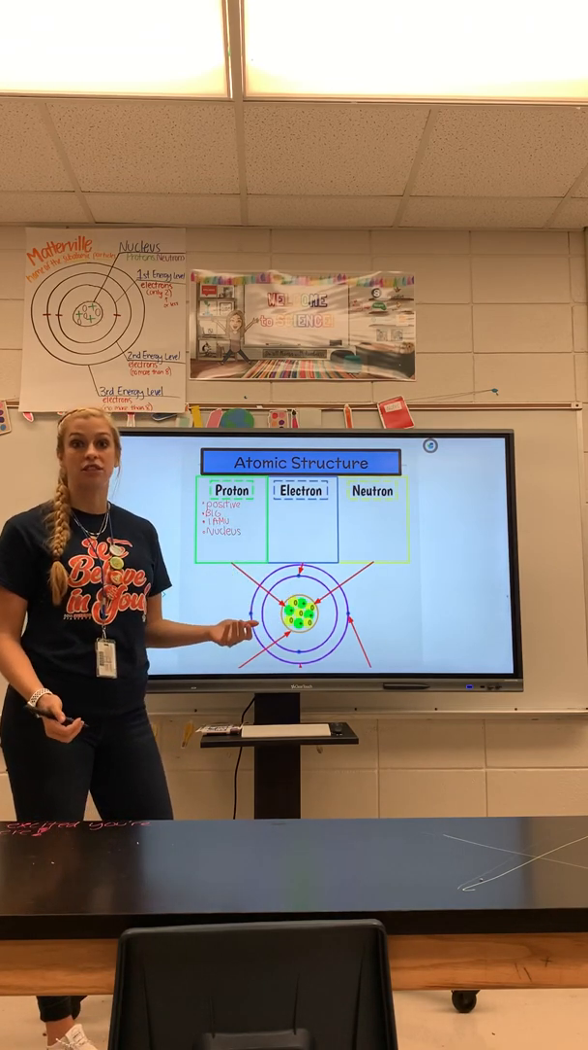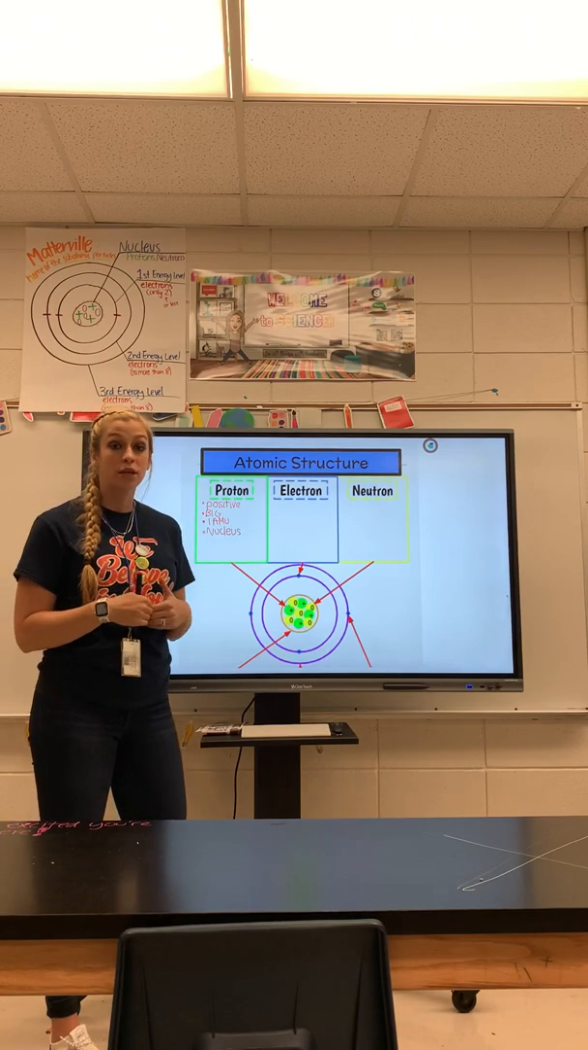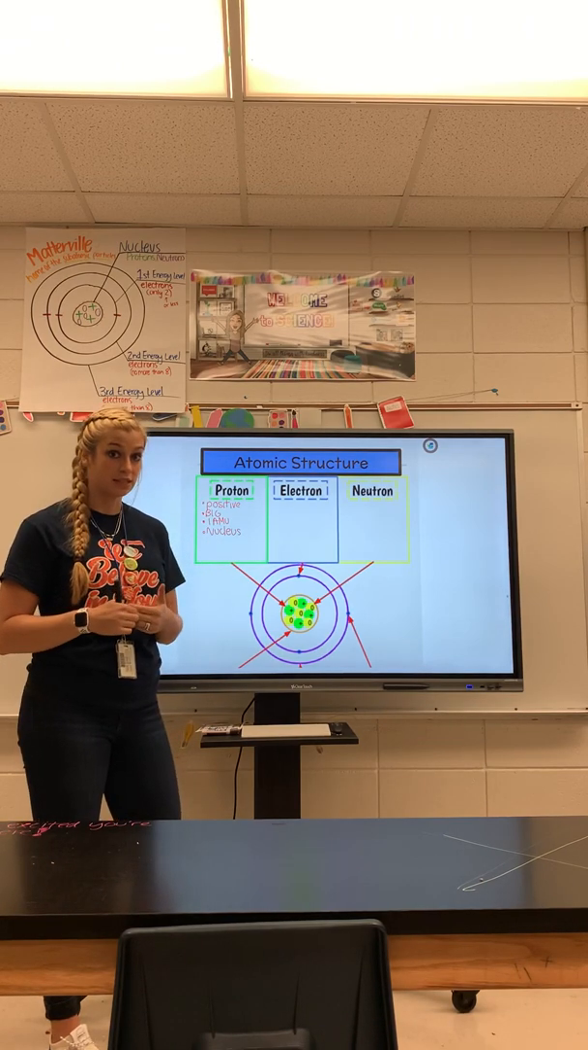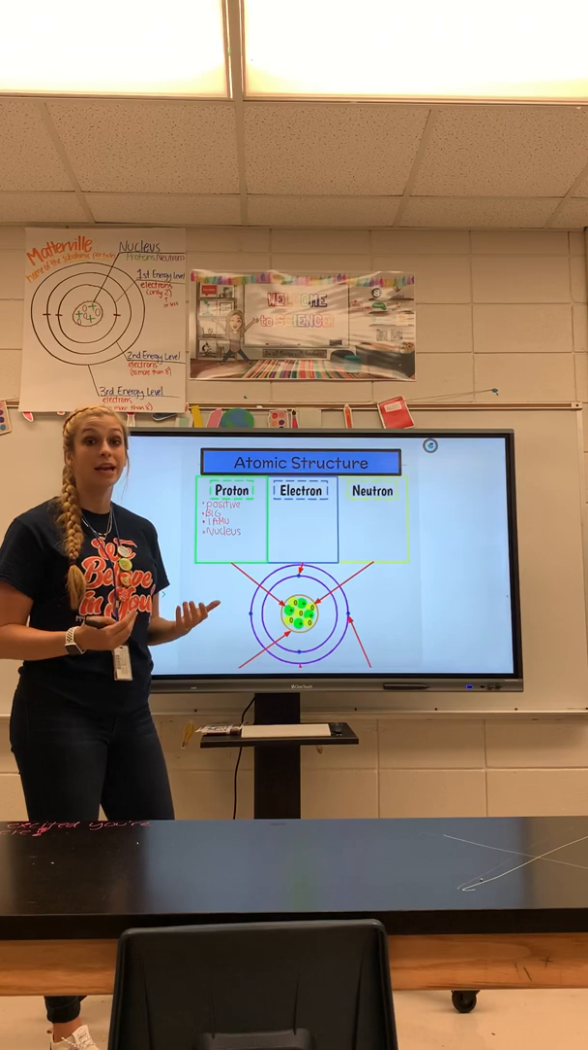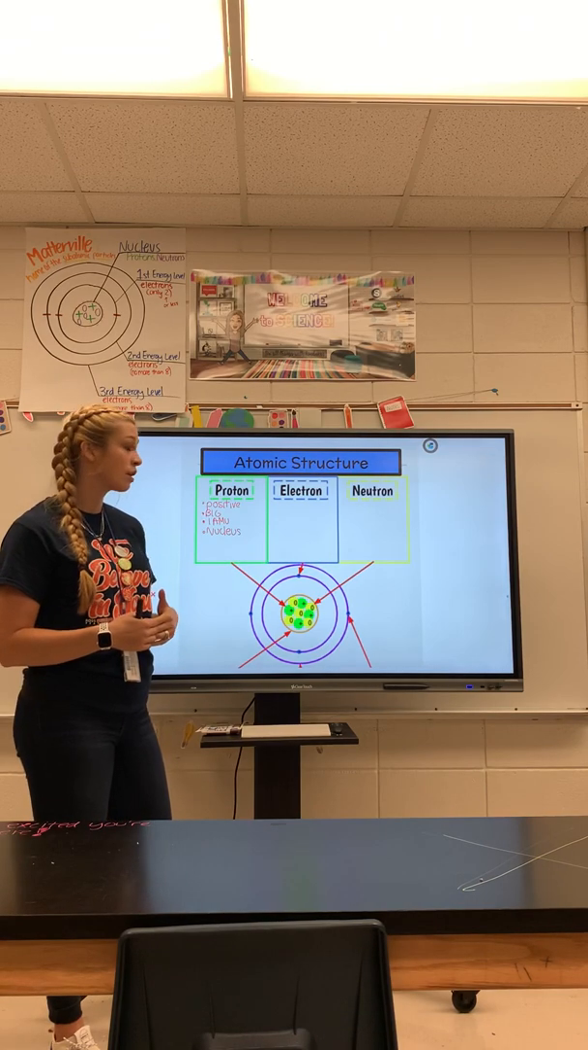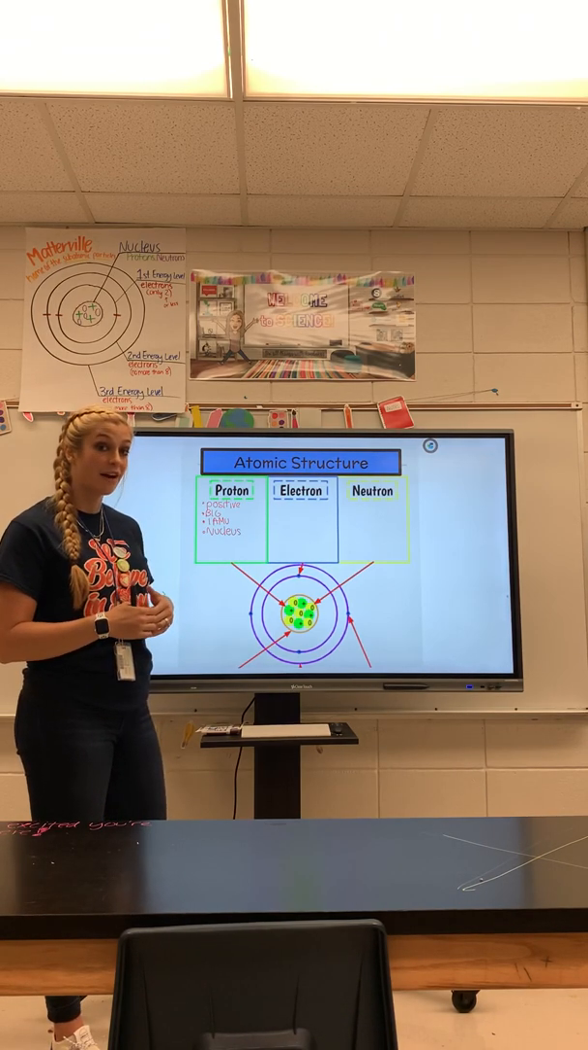It's kind of like a driver's license. I'm the only person in the world with my driver's license number. That number is unique. It identifies me. So protons identify the element.